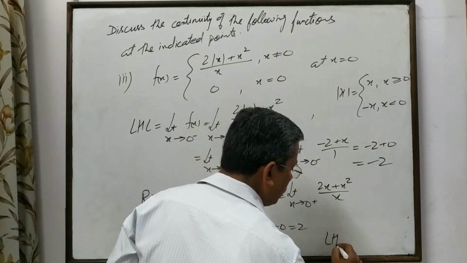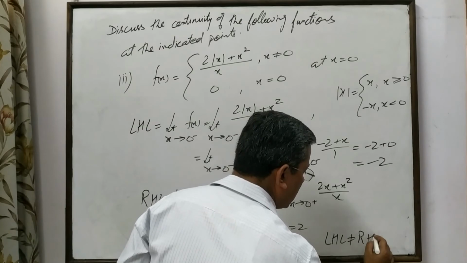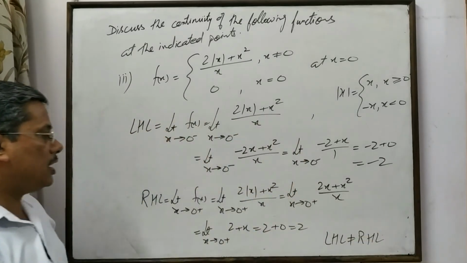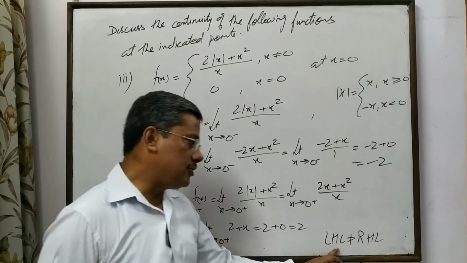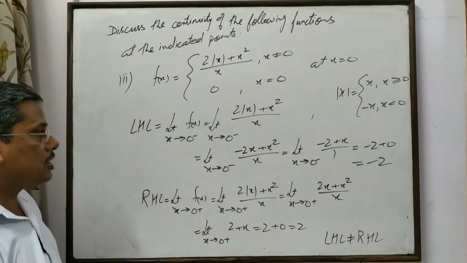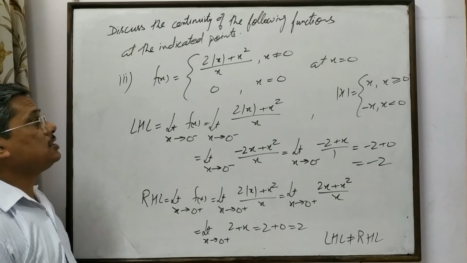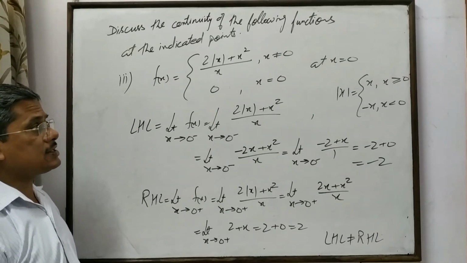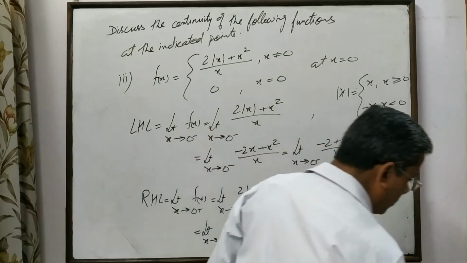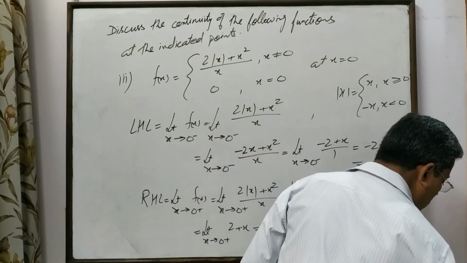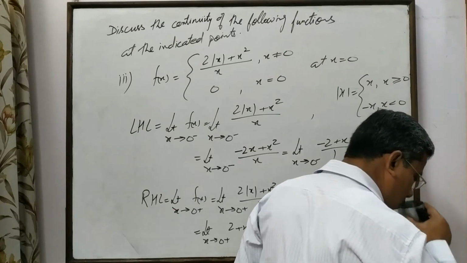Clearly the left hand limit is not equal to the right hand limit. So limit x tends to 0 of f of x does not exist. If the left hand limit is not equal to the right hand limit, then the limit does not exist, which means the function is discontinuous at x equal to 0. And this kind of discontinuity is called irremovable discontinuity, or discontinuity of the second kind.